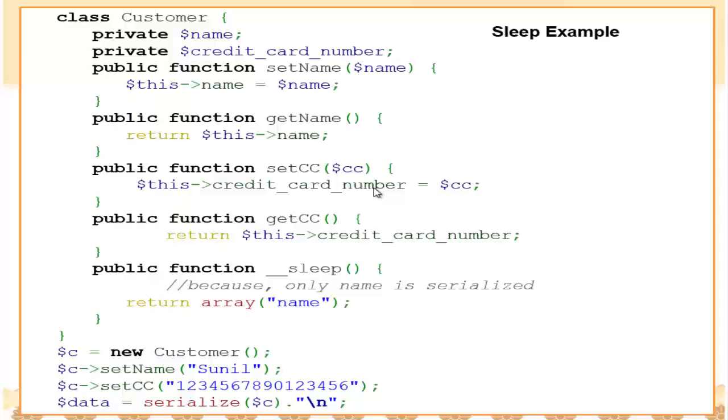That means if you try to stream this one, what is going to happen is I have an object over here and this credit card number is there. That credit card number will not be serialized. So when I call serialize on this object, that one will not be serialized.